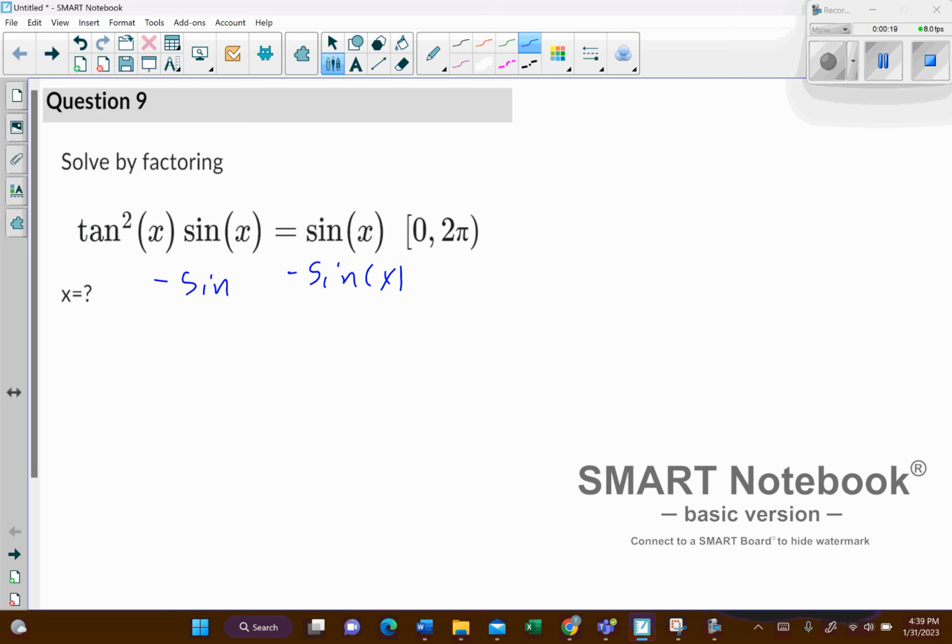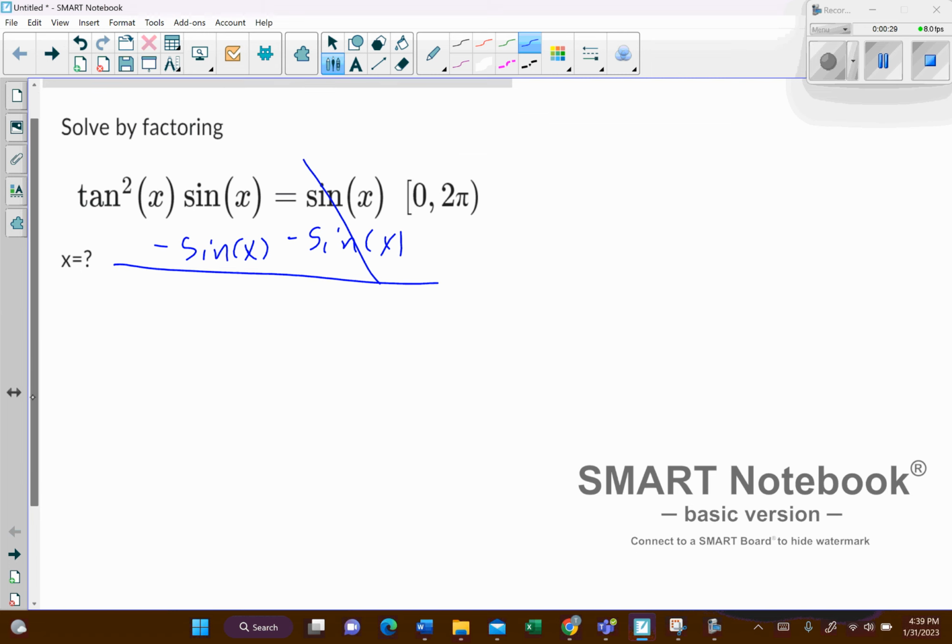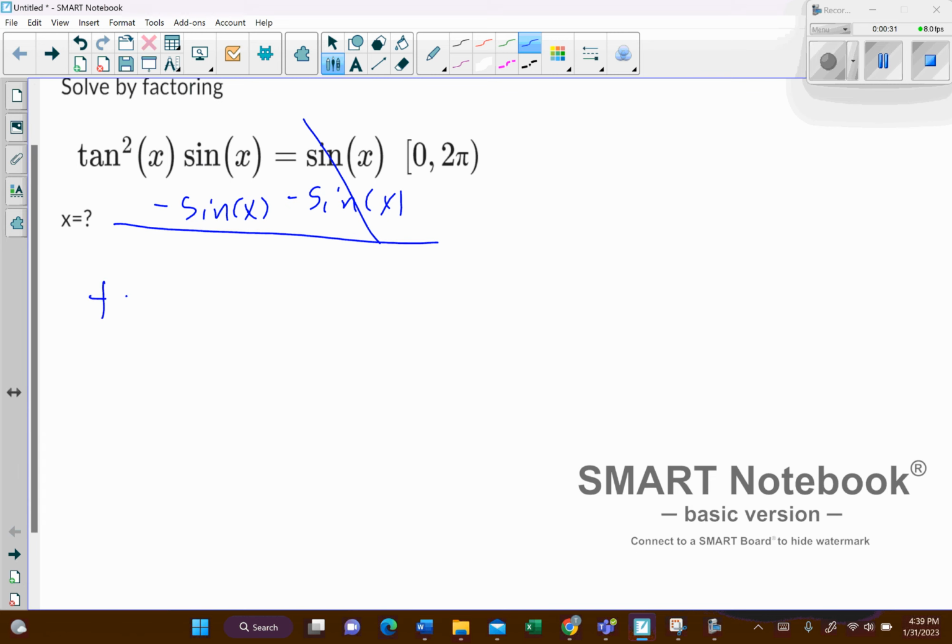You have to be careful here because you're not going to cancel out those sines of x right there. You can't do that because they wouldn't be considered like terms. So now we're left with tangent squared of x times sine of x, and then we have minus sine of x, and now we're set equal to 0. So that's the first thing you want to do.